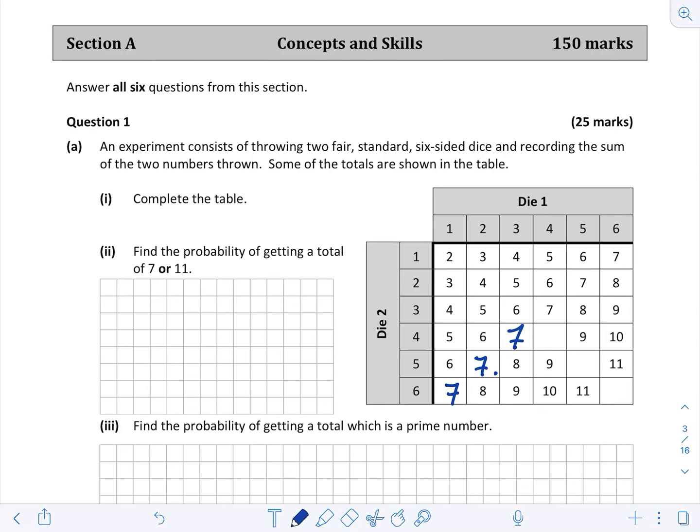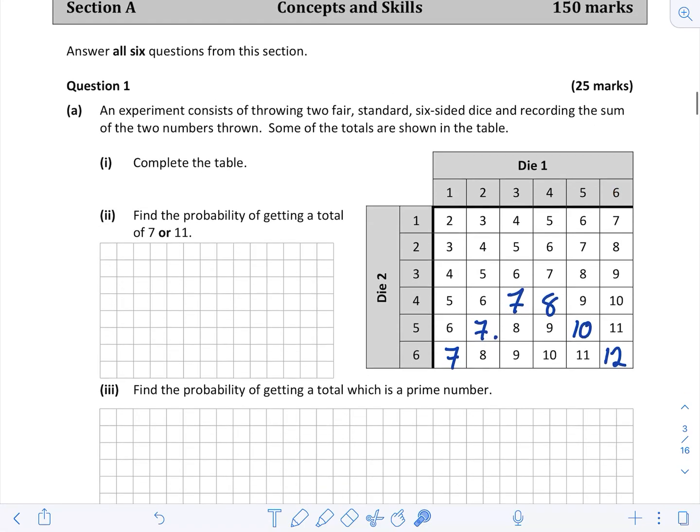That's a 7. Now we also have this diagonal here. It looks like that diagonal is going to be 8. This diagonal here looks like it's going to be 10, and this diagonal here looks like it's going to be 12, because we have a 6 and a 6. Okay, nothing too weird there.